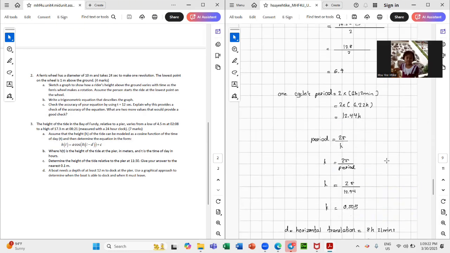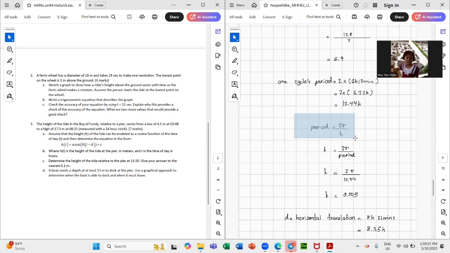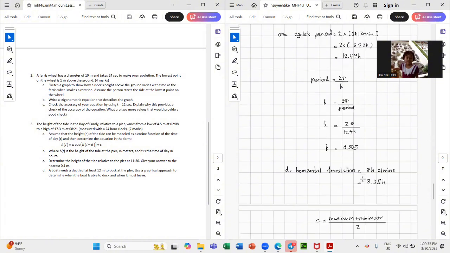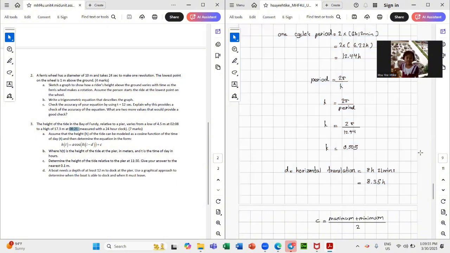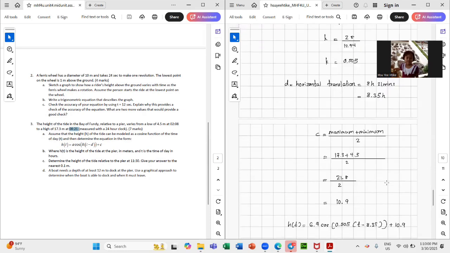So to find the value of k, we have to know the equation. Period is equal to 2 pi over k, and we have to rearrange the equation. k is equal to 2 pi over period. So we get k is equal to 2 pi over 12.44, and the value of k becomes 0.505. To find d for the translation, we have 8 hours and 21 minutes. So in terms of hours, 8 hours and 21 minutes is equal to 8.35 hours.